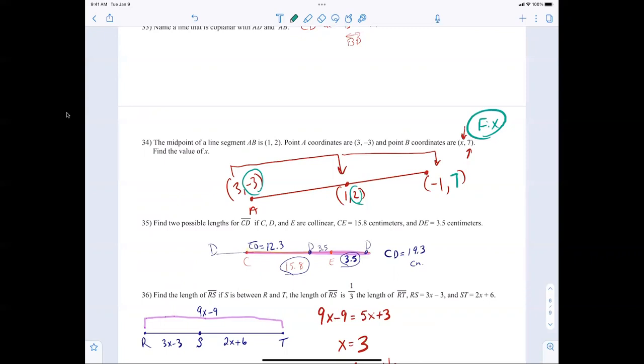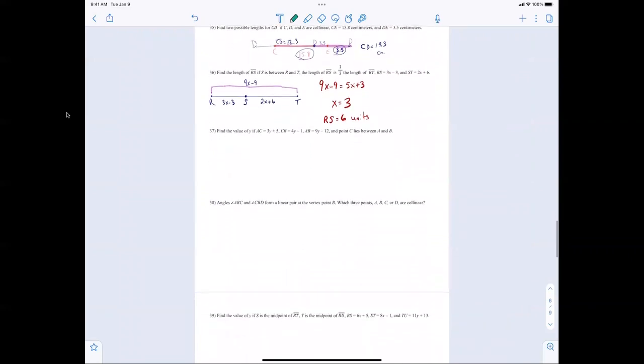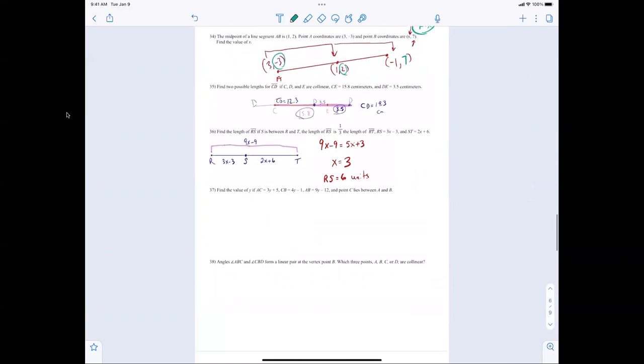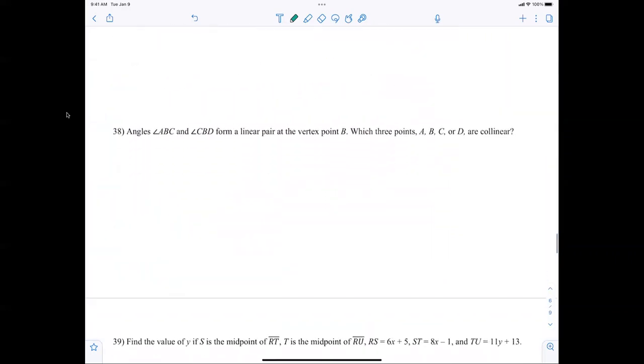Anybody else on this page? 34 through 38. We should be pretty good with definitions. Sebastian? You know what the margin is for. All right. So angle ABC and CBD form a linear pair. So a linear pair just means 2 lines, or 2 angles, that make a line.